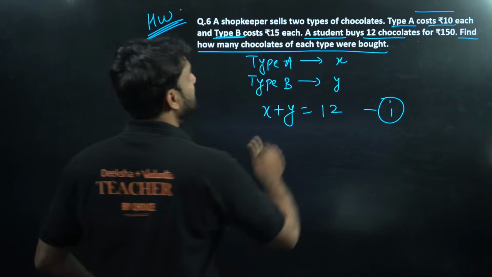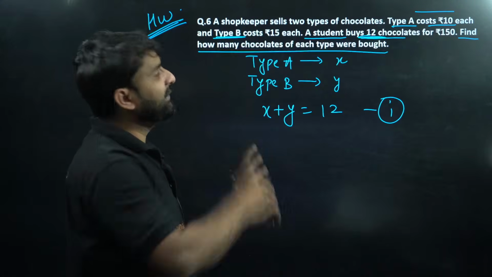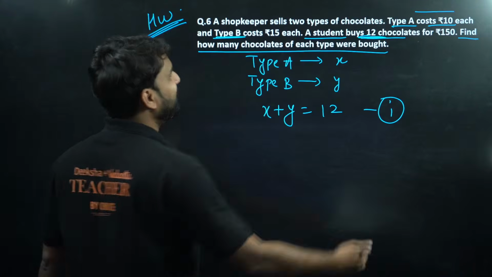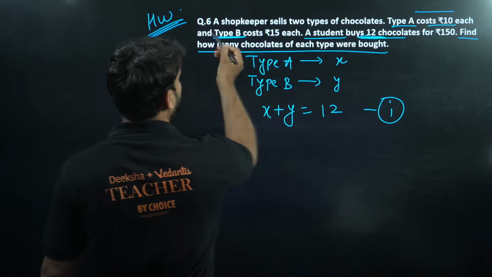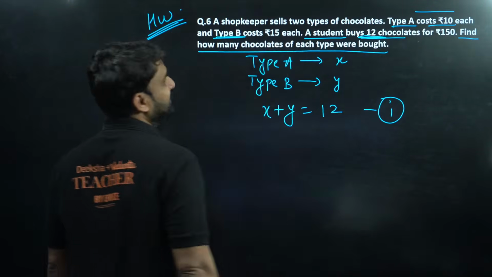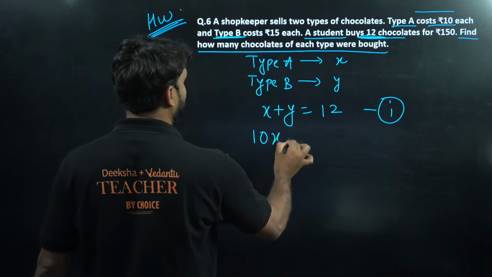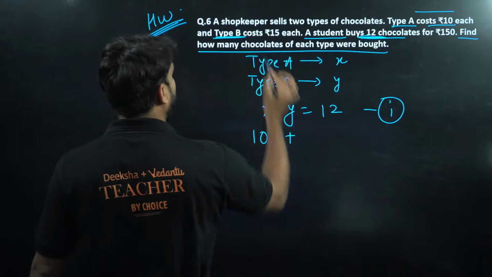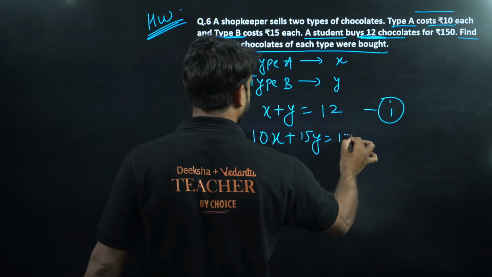Now, how much did he pay? He paid 150 rupees for 12 chocolates. So what will be the cost? Type A costs 10 and type B costs 15. So what will be the next equation? This will be 10 into x, because the number of type A is x, and 15 for B, so 15y. And he paid 150 rupees.